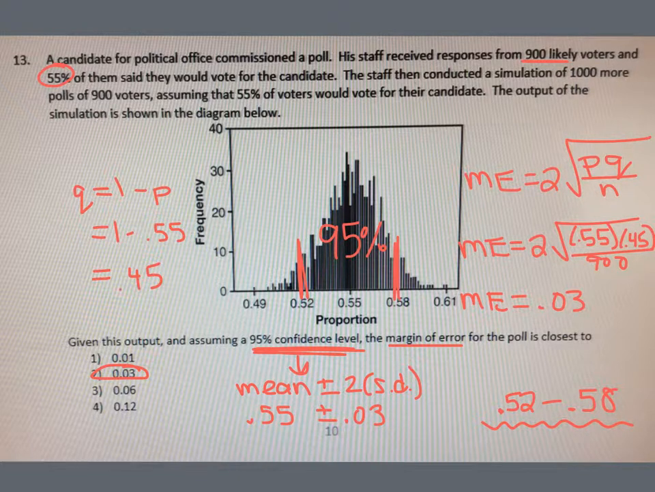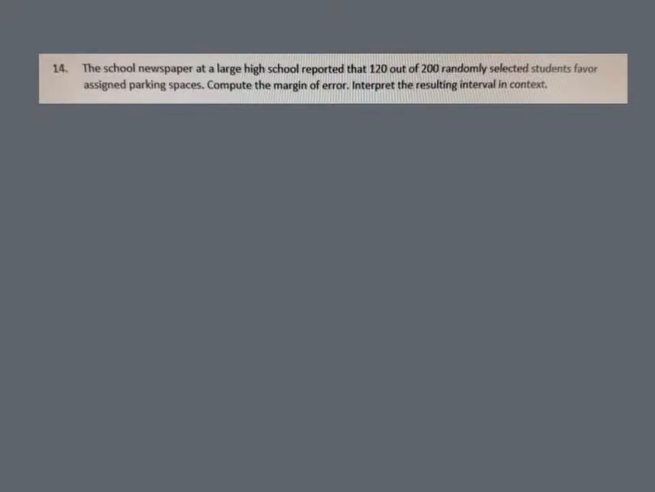All right, if you flip to the next page, let's take a look at number 14. Number 14 says, the school newspaper at a large high school reported that 120 out of 200 randomly selected students favor assigned parking spaces. Compute the margin of error and interpret the resulting interval in this context. All right, well, we know, first of all, our formula for margin of error is 2 times the square root of p times q divided by n.